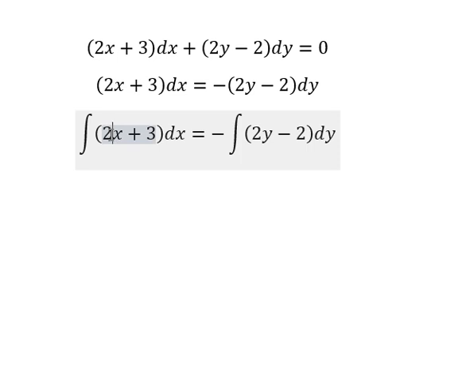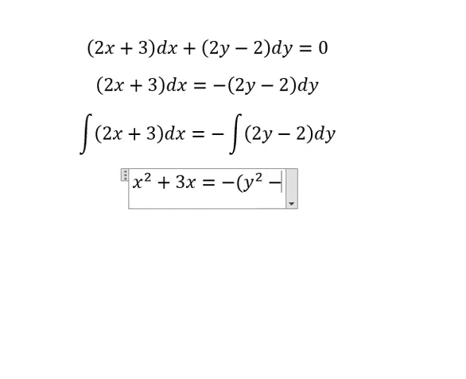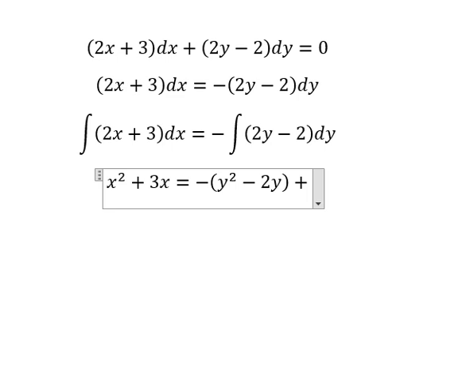Next, the integration of 2x, that is x squared. Number 3, that is 3x. The integration of 2y, that is y squared. Number 2, that is 2y, and I will put c.